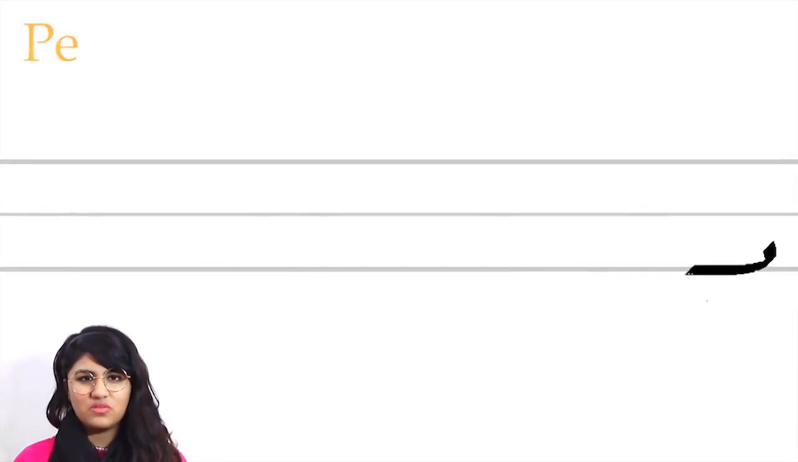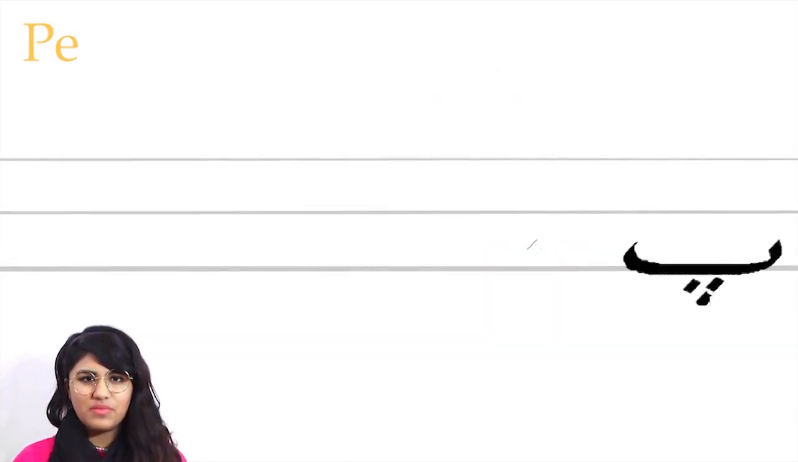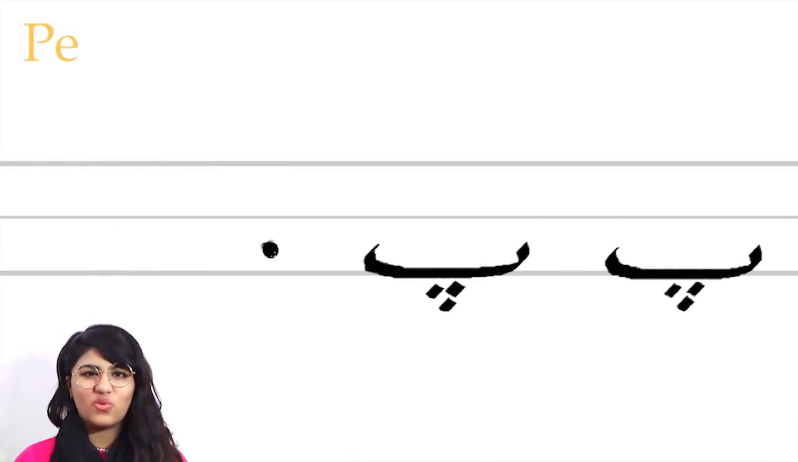Next is Pe. You'll do the same thing, make the boat, end it with a curve, and instead add 3 dots. Think of Pe for pizza. You have this abnormally long pizza crust with 3 pepperonis on the bottom. Make your crust, end it with a curve, and the 3 pepperonis. And once more in crayon.